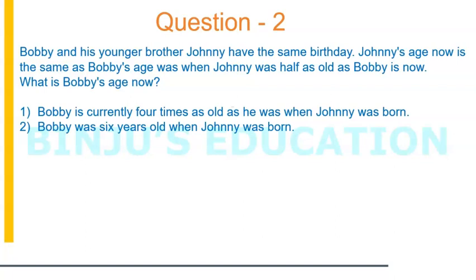Alright, let's see what we can do with this one. So Bobby and his younger brother Johnny have the same birthday. Johnny's age now is same as Bobby's age when Johnny was half as old as Bobby is now. Okay, now this is an age-based problem.